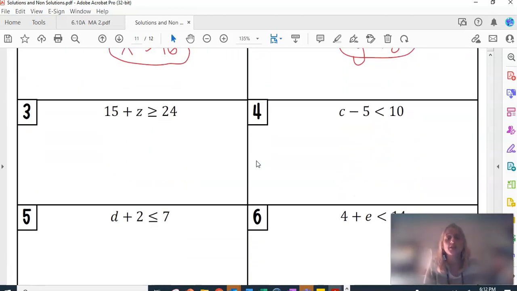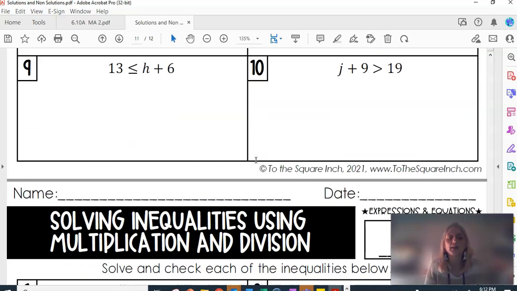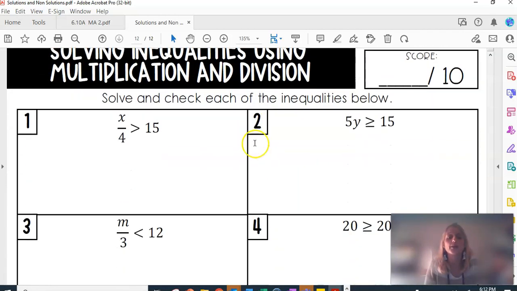You're going to solve all of these. If you were to graph it, this one would be a closed circle because it does have that or equal to line. Flipping the page, because all these are adding and subtracting, we're going to some multiplying and dividing ones.